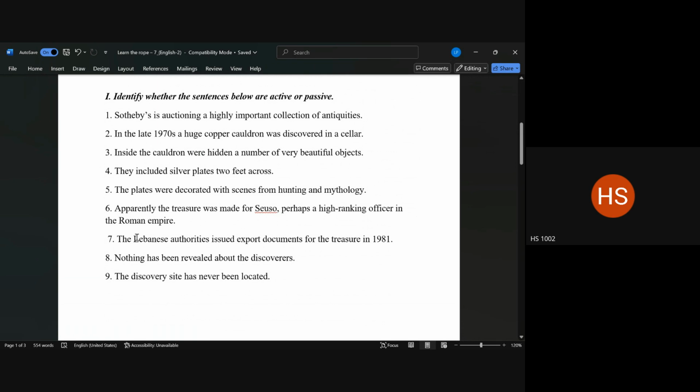The Lebanese authorities issued export documents for the treasure in 1981. Active form. Active, right? Issued export documents. Nothing has been, yeah, I'm interested in knowing this. Nothing has been revealed about the discoverers. Passive form. Nothing has been revealed about the discoverers.